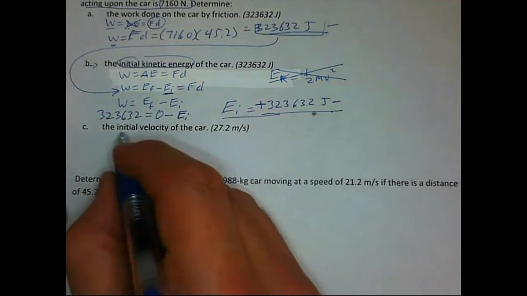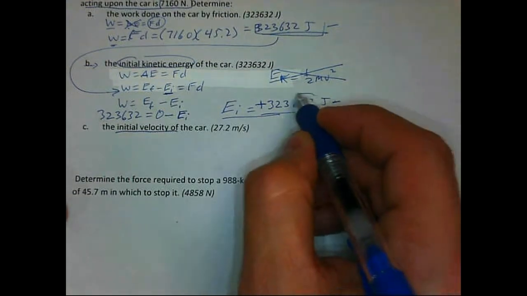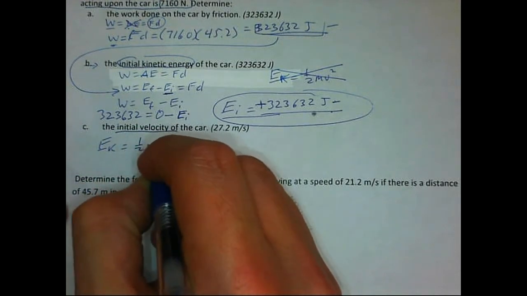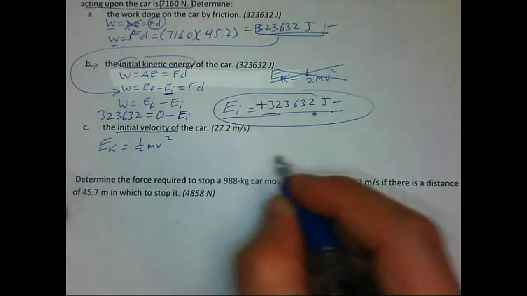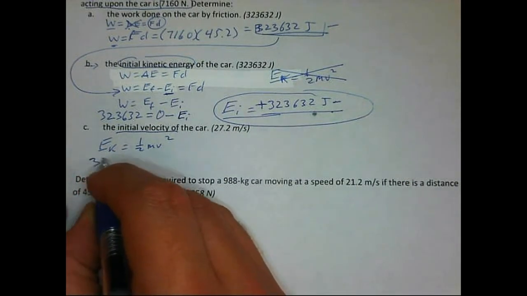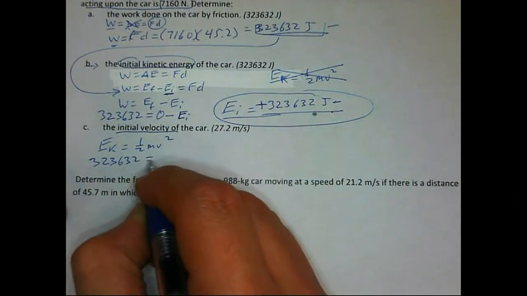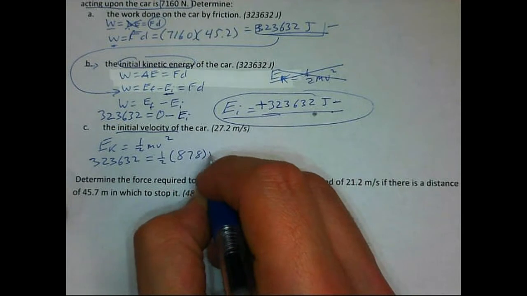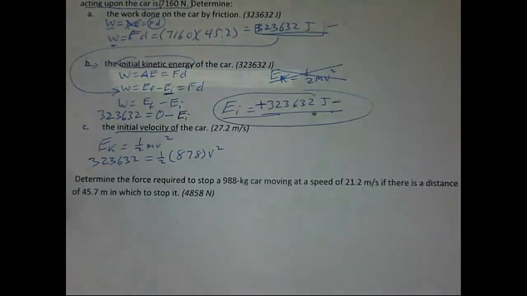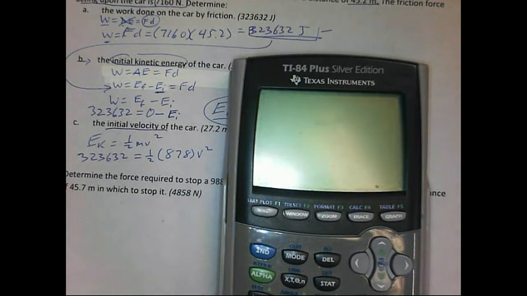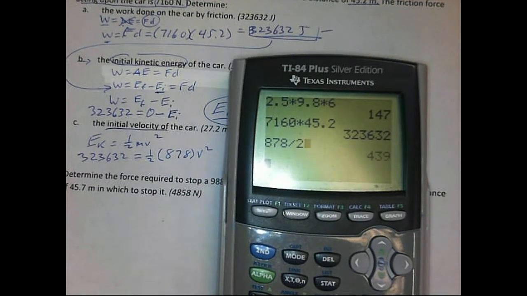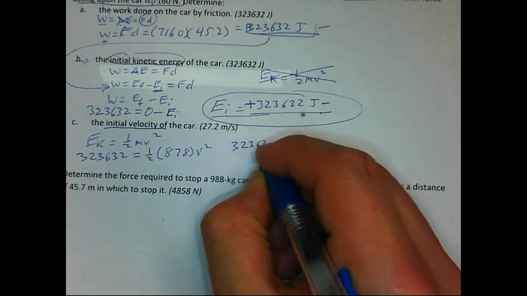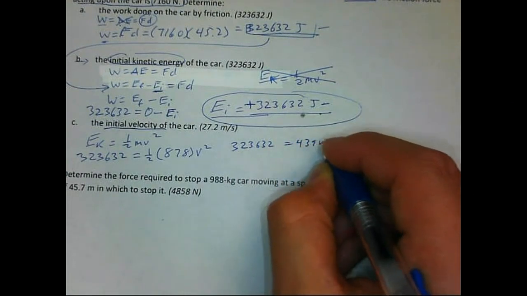And then C, we want to know the initial velocity. Well, we just found the initial kinetic energy right here. And if kinetic energy equals 1/2 mv squared, then we can solve for the speed. So, once again, plug in 323,632 for kinetic energy equals 1/2 times the mass of the car, 878, times speed squared. Let's see, 878 divided by 2 gives you 439. So 323,632 equals 439 v squared.